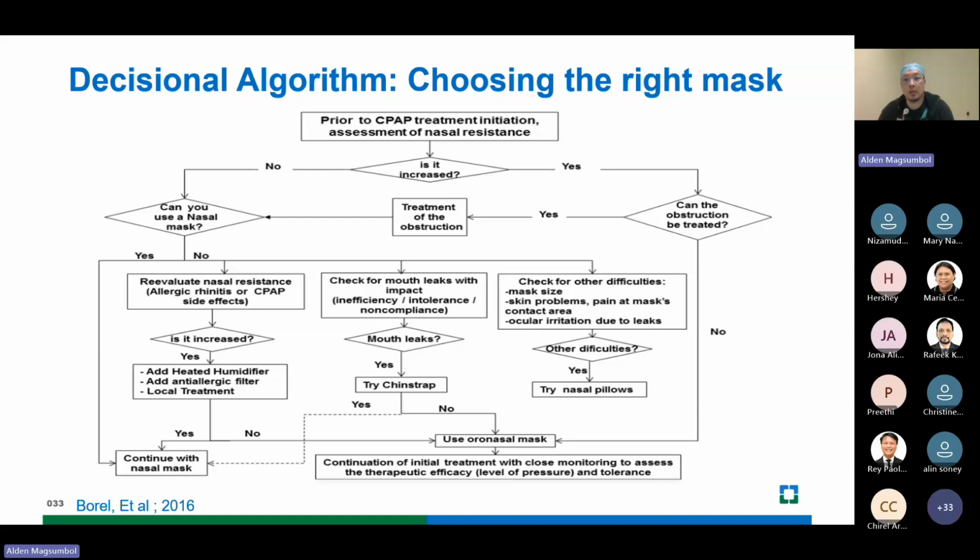This is a decisional algorithm for choosing the right mask during your PAP titration in OSA patients. This came from the study of Borel et al. in 2016. If you want to dig into studies, the name of the study is Choosing the Right Mask to Optimize CPAP Treatment for Obstructive Sleep Apnea by Jean Christian Borel et al. And for those watching us on their phones, I'm not so sure if you can see this, but let me know again at the end so I can send you this too.